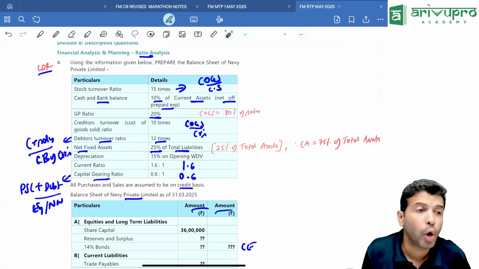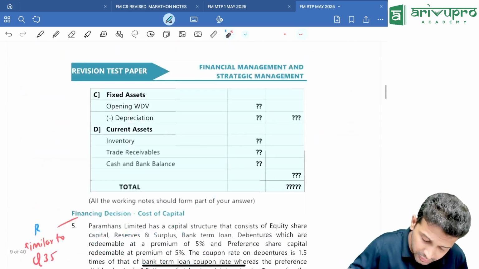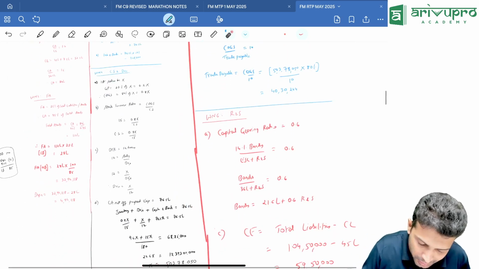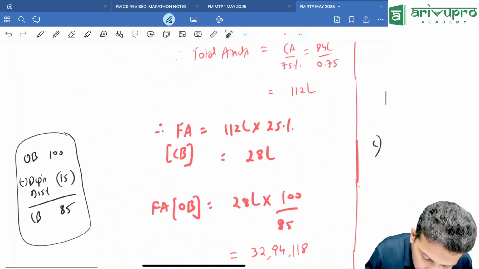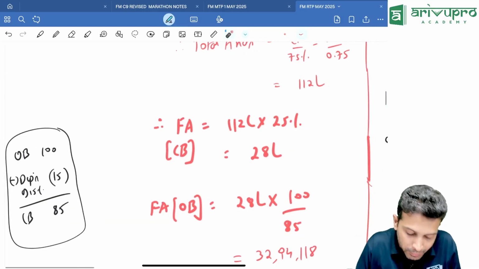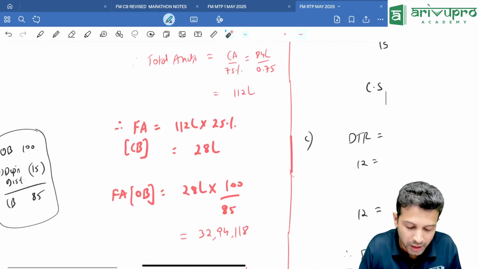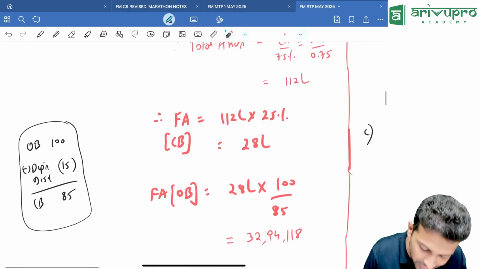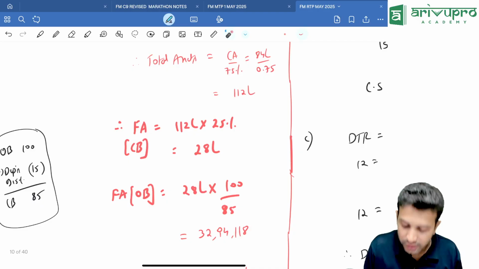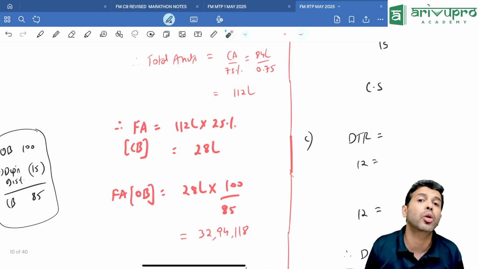15% of opening WDV. So the number that we got is the opening WDV or the closing balance? We have got the closing balance. Sir, it's like this. If the opening balance is 100, depreciation will be 15% of 100, which is 15. That means closing balance will be 85.